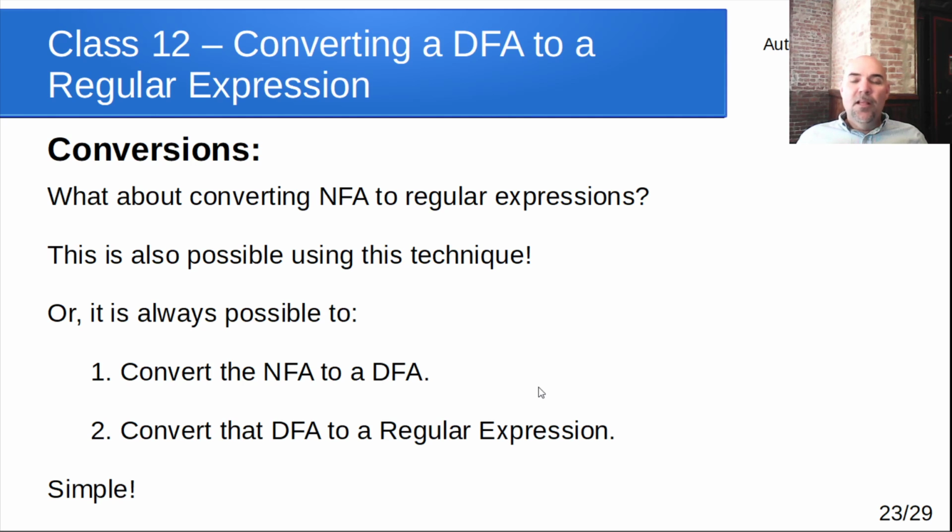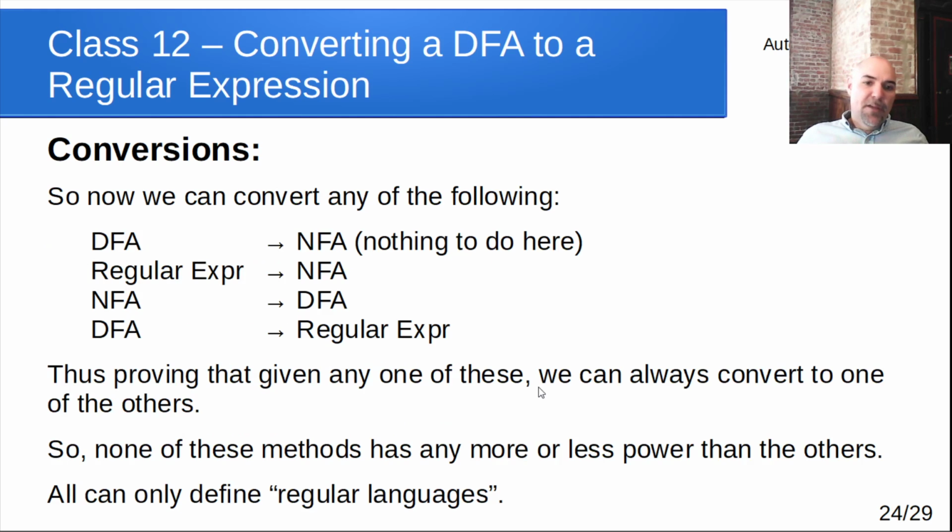But either way, we now have all three parts of that triangle. We can get from regular expression to NFA, NFA to DFA, DFA to regular expression. So they therefore have to be equivalent. We now can convert any of the following. DFA already is an NFA, regular expression to NFA we did, NFA to DFA we did, and DFA to regular expression. So that proves that given any one of those, we can always convert to an equivalent version of one of the other two. So none of the methods has any more power or less power than the others.